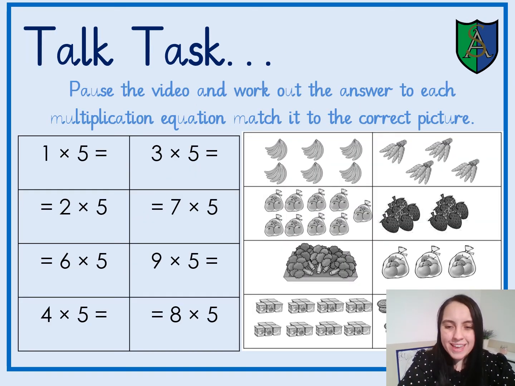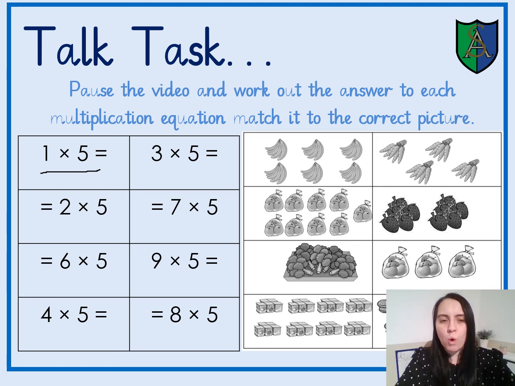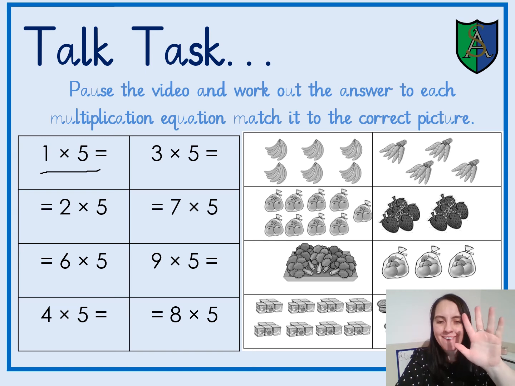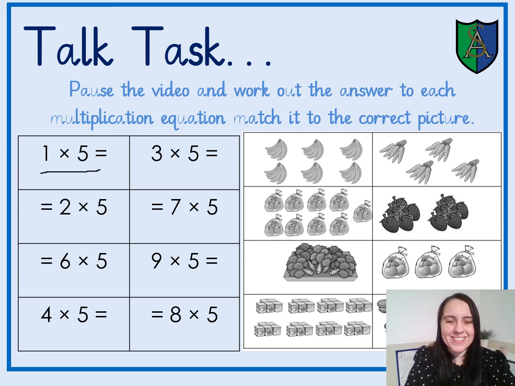Right, it's now time for our talk task. So again, you might want to pause the video and have a little go at this. I'm going to go through 1 or 2 now with you so you can get the idea of what you need to do in today's talk task. So let's look at the first one. 1 times 5. Now we all know that 1 times 5, one hand with 5 fingers on it, is equal to 5. Super. So let's go ahead and write that answer in there.